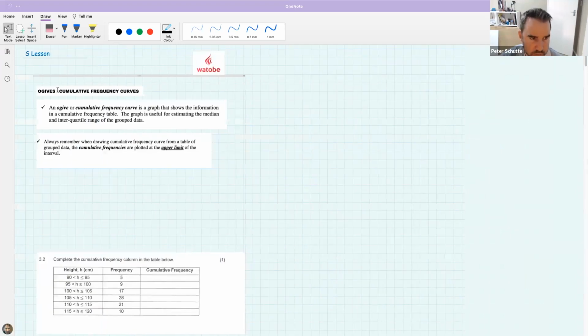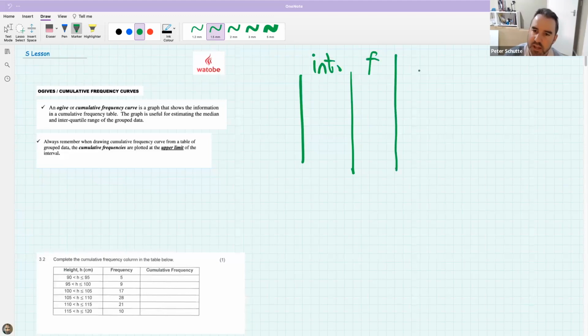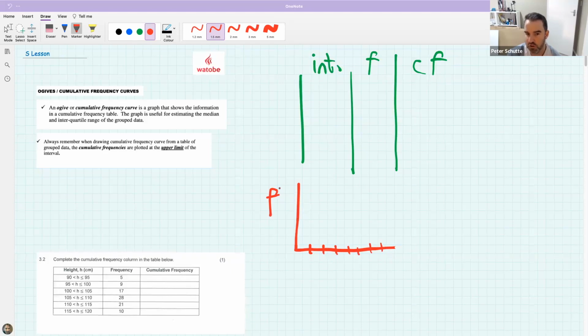In the last lesson, we spoke about the idea of an ogive, or maybe let's do a little recap first. The real focus has been grouped data recently, and in grouped data, we always have an interval into which the data falls. We have the frequency column, and then we have something called the cumulative frequency column. In the previous lesson, we took these first two columns and made graphs. The one graph where we had the intervals on the horizontal and the frequency on the vertical was something called a histogram.